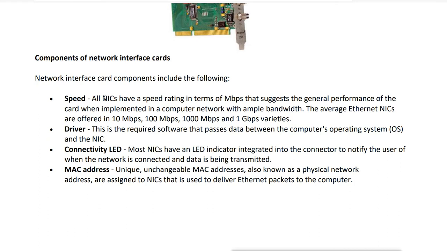First, speed. All NICs have a speed rating in terms of Mbps that suggests the general performance of the card, and when implemented in a computer network with ample bandwidth, average Ethernet NICs are often offered in 10 Mbps to 100 Mbps to 1 Gbps speed.